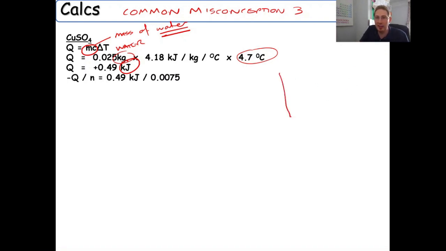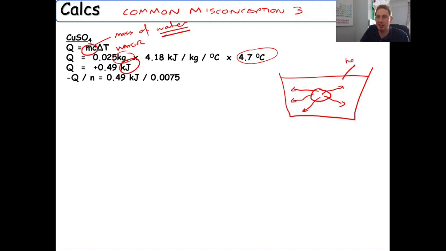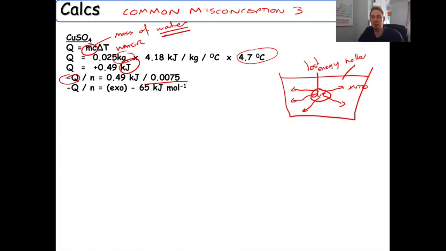If you've got water that is heating up, that is because the chemicals are releasing energy. So the water gets hotter because the chemicals have lost energy. And this is why it's minus Q over n. So the energy that went into the water has come out of the chemicals. So minus Q over n, the number of moles, will give you the enthalpy change per mole.